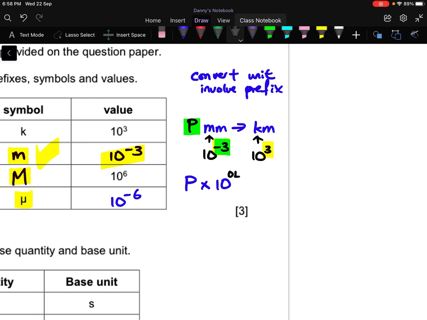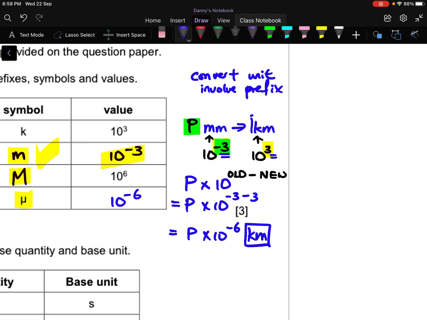I write down the equation first: the old power minus the new power. So here you will have p equals 10 to the power of minus 3 minus 3, because this is the old power minus the new power, which is 3. And by pressing the calculator, you will be able to get the answer. And this is already in km, the one that you want. Okay, as simple as that.